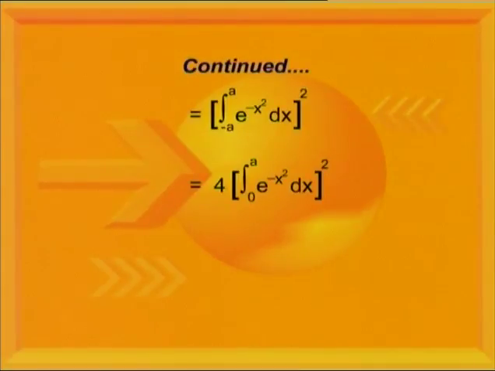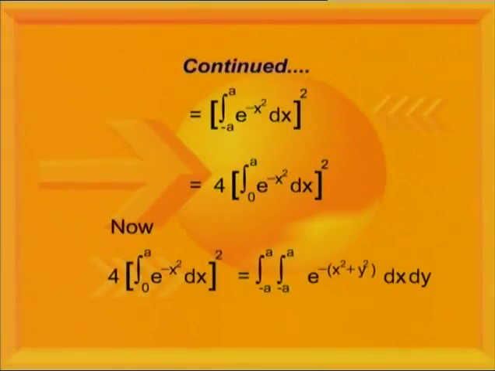Now what we have done is, as we have shown before, for this integral we have 4 times this integral, which is the integral of e raised to power minus x square with respect to x, square of that, from x equal to 0 to a, is equal to our original integral, which is the double integral of e raised to power minus (x square plus y square) with respect to x and y, where x is varying from minus a to a and y is varying from minus a to a.